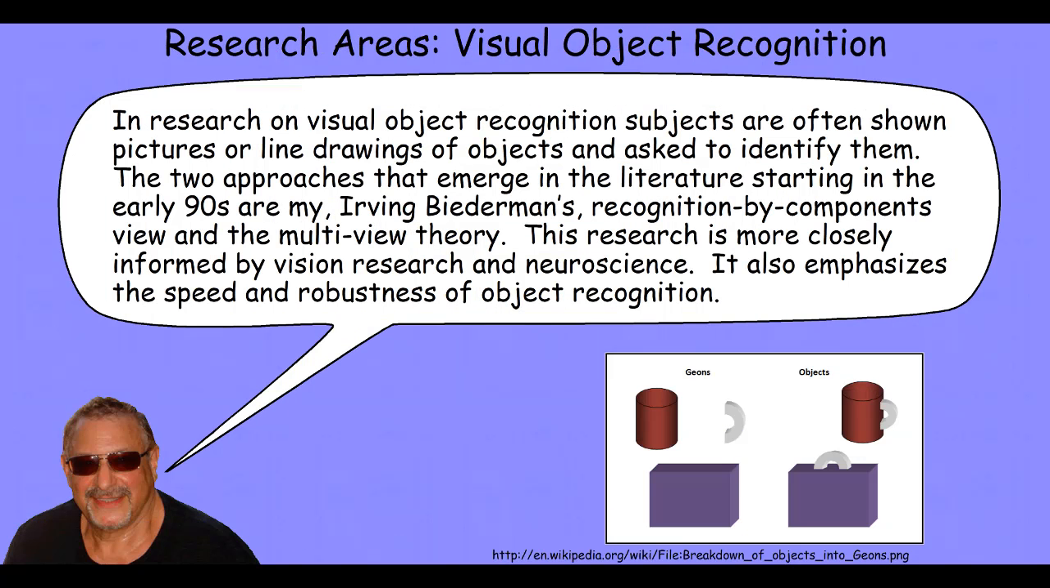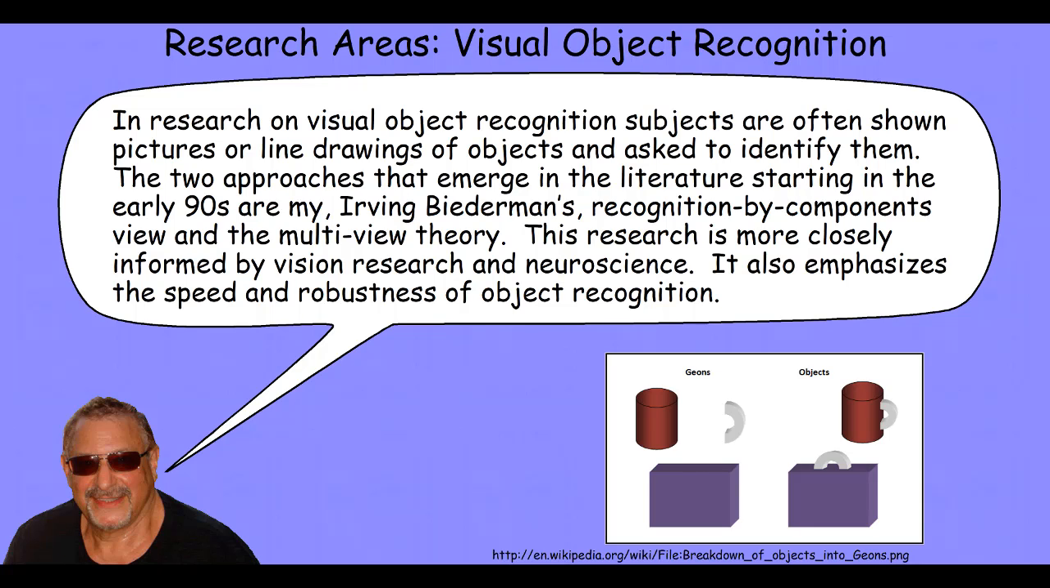Next area of research is research on visual object recognition. This is research on categorizations of objects exclusively through vision. In research on visual object recognition, subjects are often shown pictures or line drawings of objects, and they're asked to identify them, to categorize them.